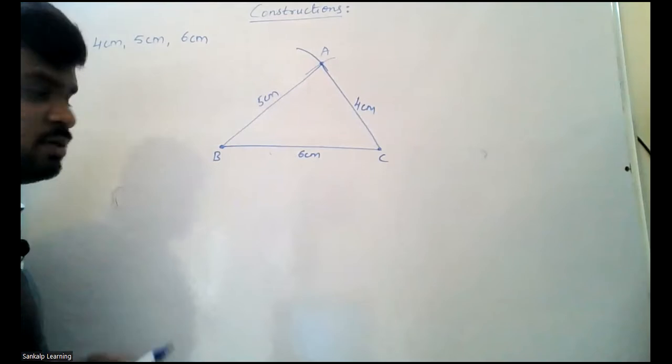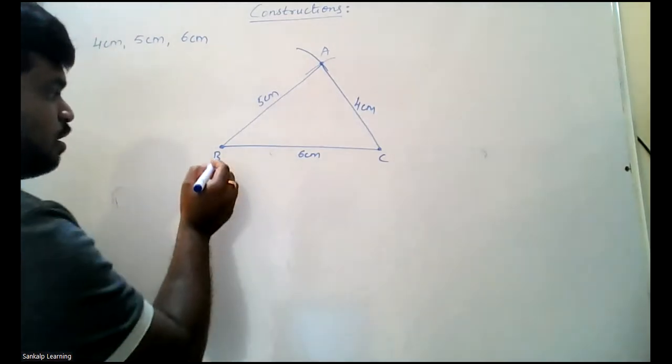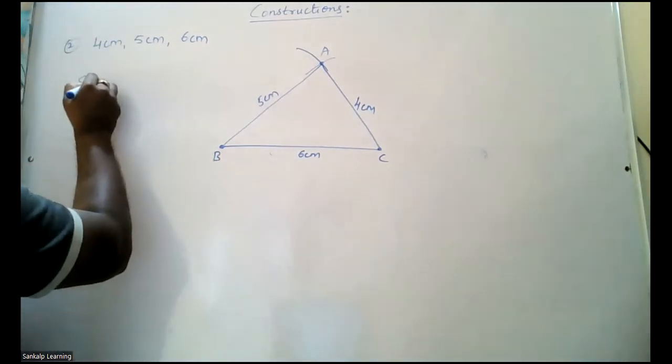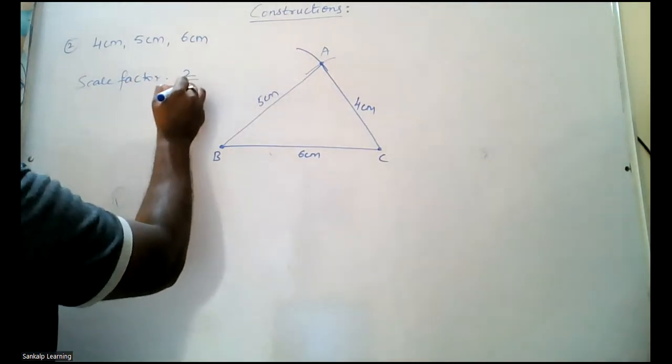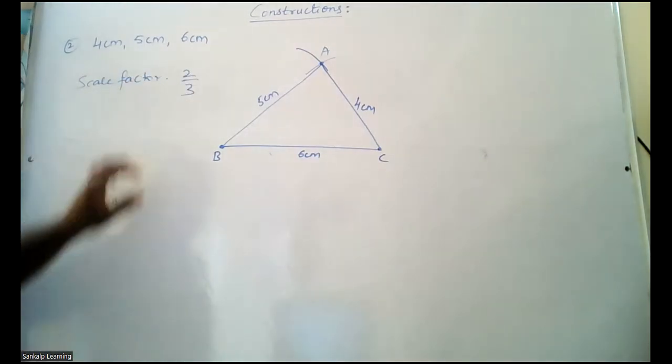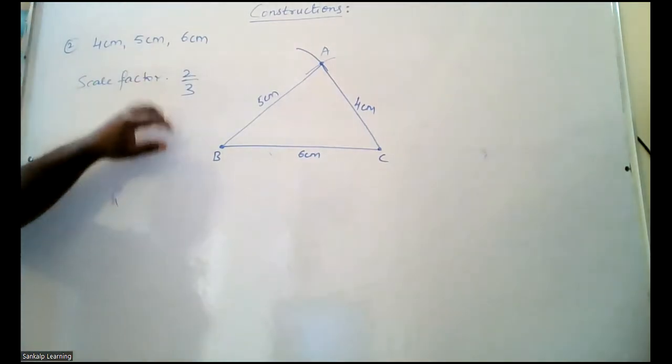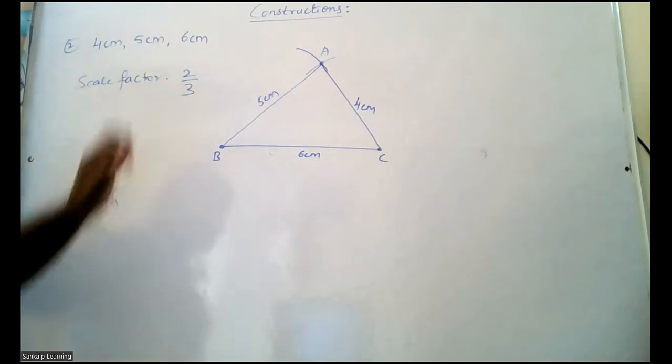Let's see how it is. Now, the scale factor is how much? 2 by 3. Now, in the scale factor, observe which is the bigger number. 3 is the bigger number.